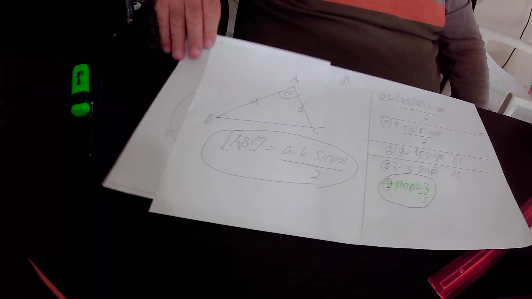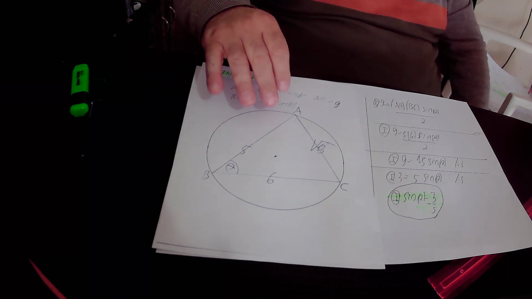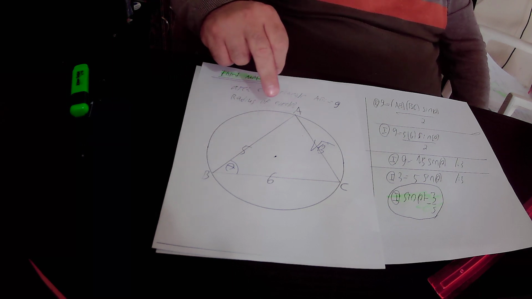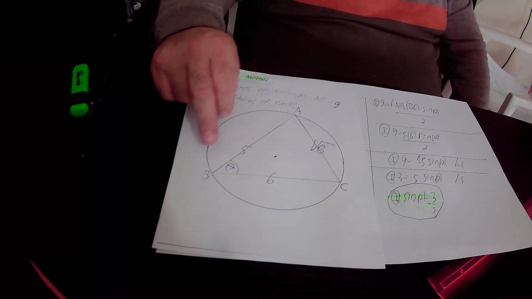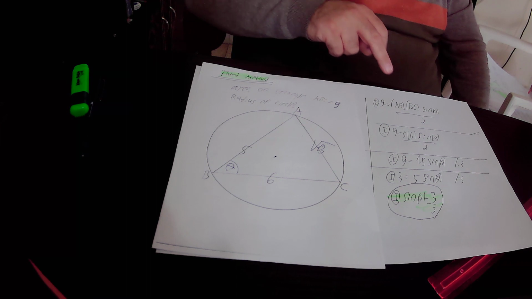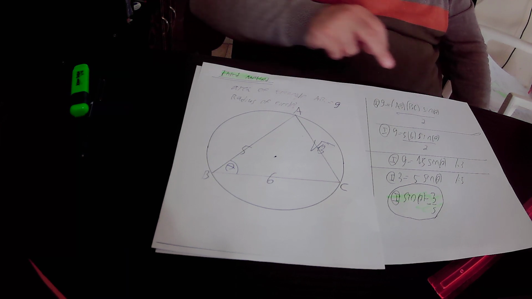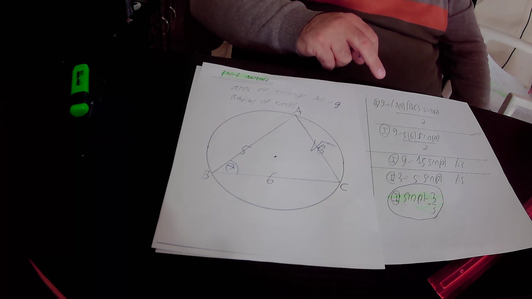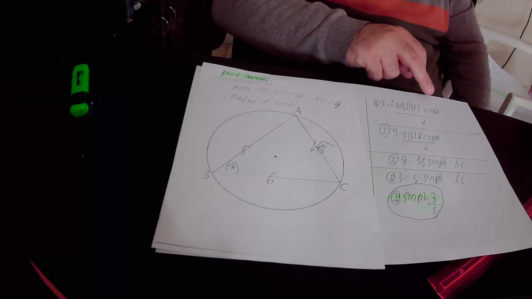So we implemented the new formula in order to find the area of our triangle ABC. According to the new formula, the area of this triangle ABC will equal AB times BC times sine theta over 2. And we know that the area of this triangle ABC equals 9 square units. So 9 square units equals AB times BC times sine theta over 2.